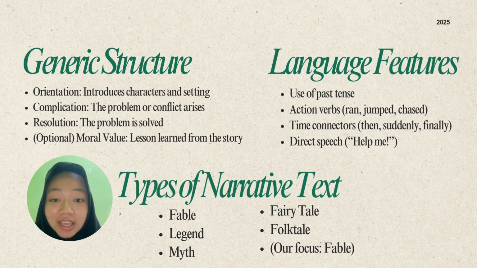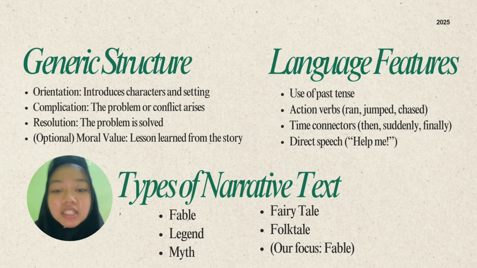The next, language feature. The point is use of past tense, action verbs like run, jump, chance, time, and time connectors, then steadily, finally, and direct speech. And the last, the types of narrative text: fable, legend, myth, fairy tale, and folktale. And our focus is fable.